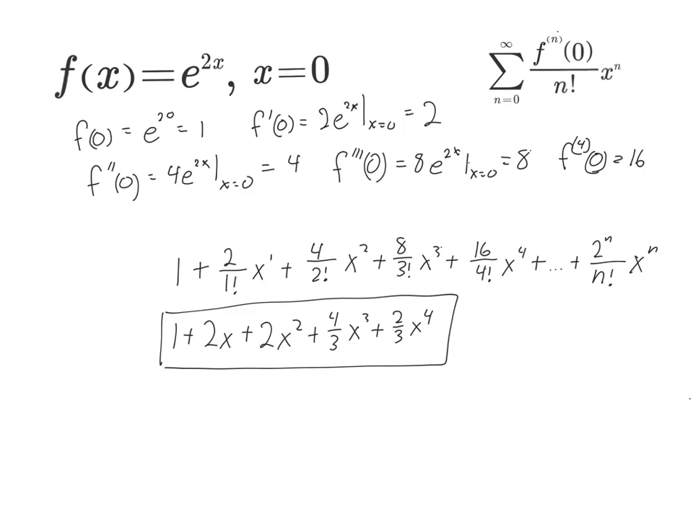So if I write it as a Taylor polynomial and actually make it go on forever, it's going to be the summation from n equals 0 to infinity of 2 to the n over n factorial multiplied by x to the n. So that is my actual Taylor polynomial.